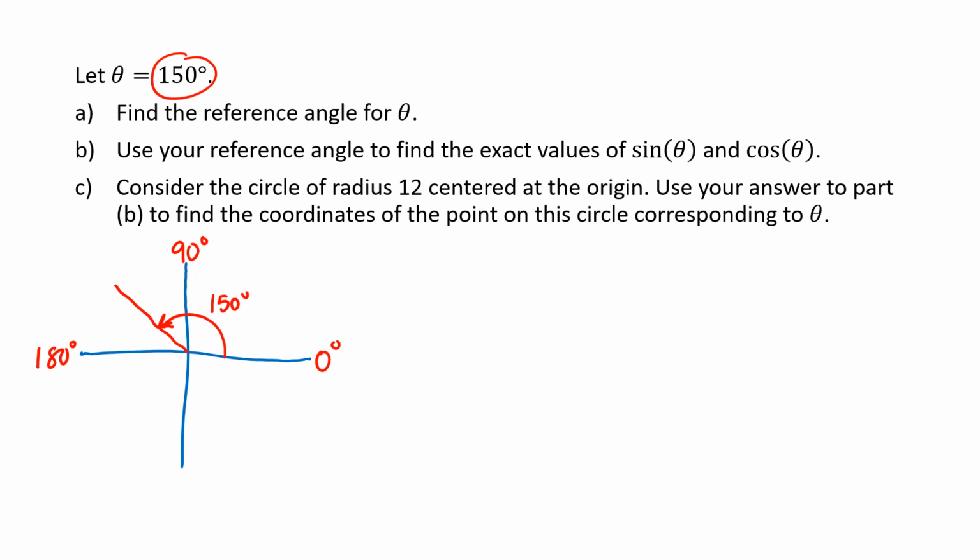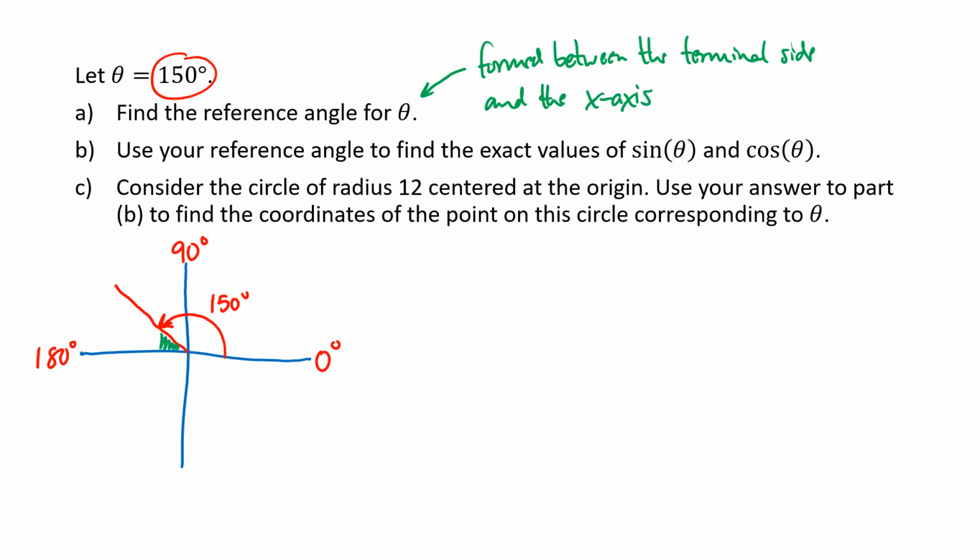Now, the reference angle is always formed between the terminal side of my angle, that terminal side is that red line that I drew coming out of the origin, and the x-axis. It's always formed with the x-axis, never the y-axis. So the angle that I'm looking at for my reference angle is this green angle in here. That's what we often call alpha.